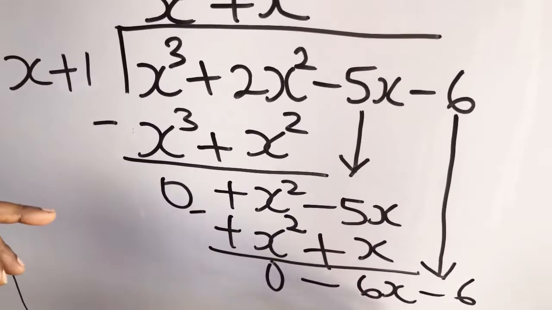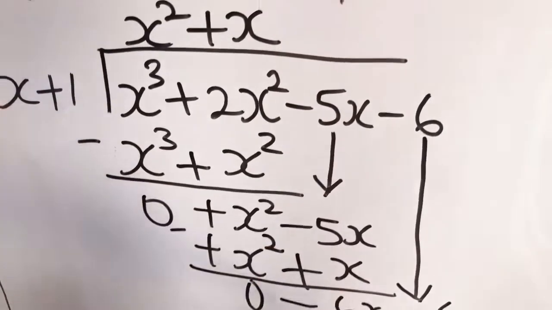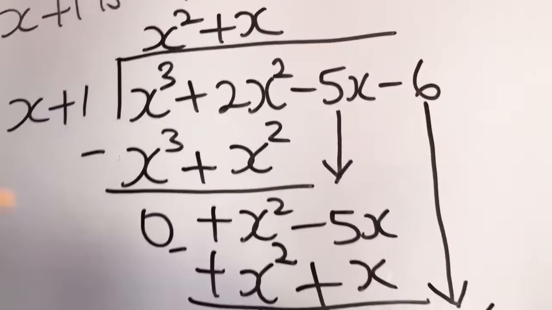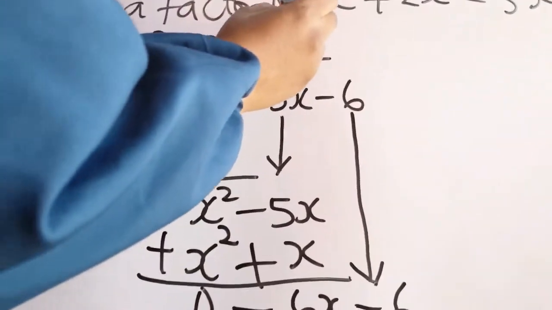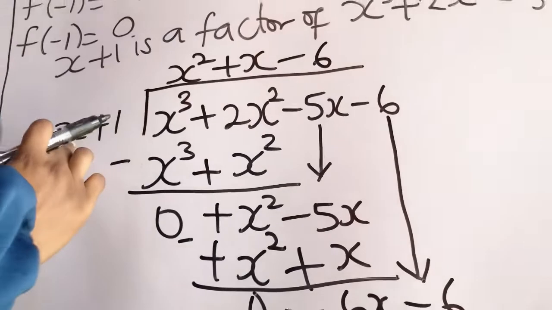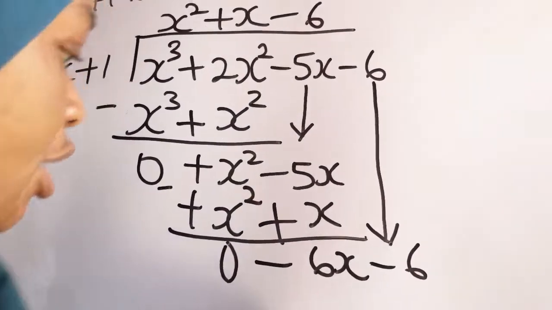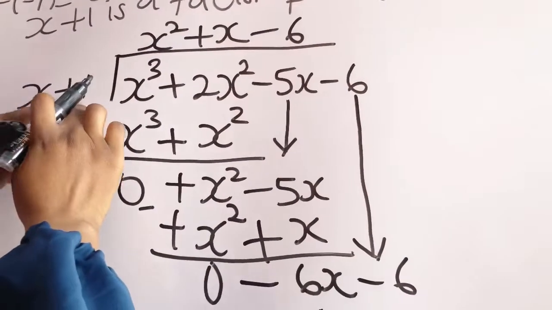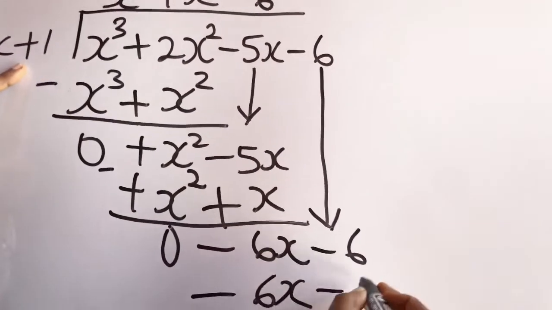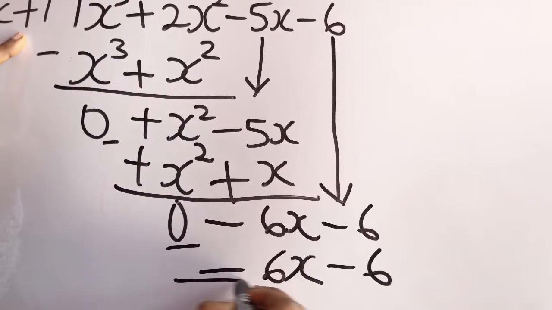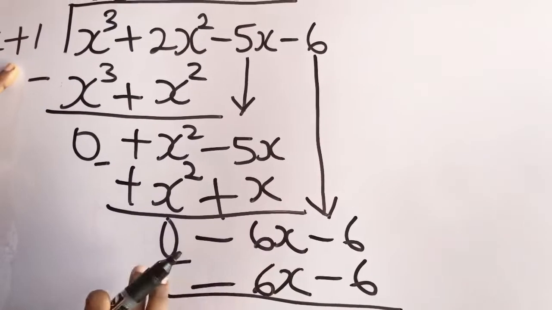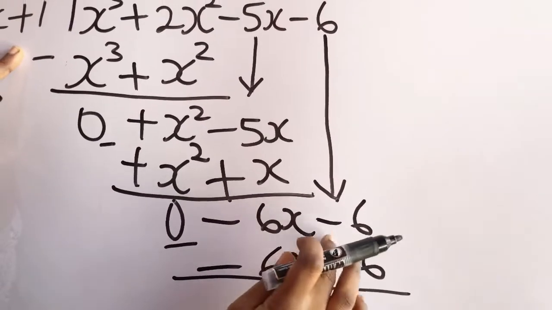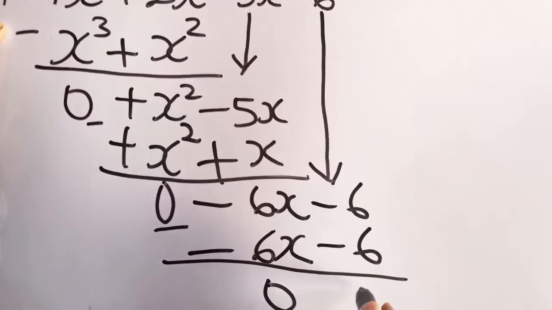So minus 6x divided by x gives minus 6. Please be careful of the sign. Minus 6 multiplied by x gives minus 6x. Minus 6 multiplied by plus 1 gives minus 6. Then subtract. Minus 6x minus minus 6x gives 0. Minus 6 minus minus 6 gives 0.